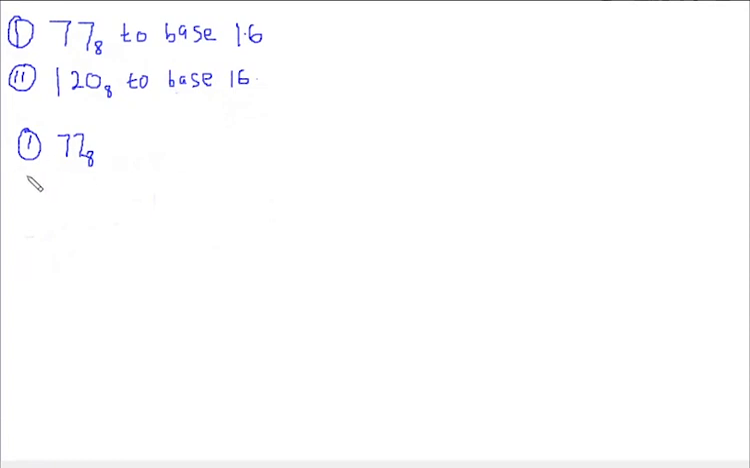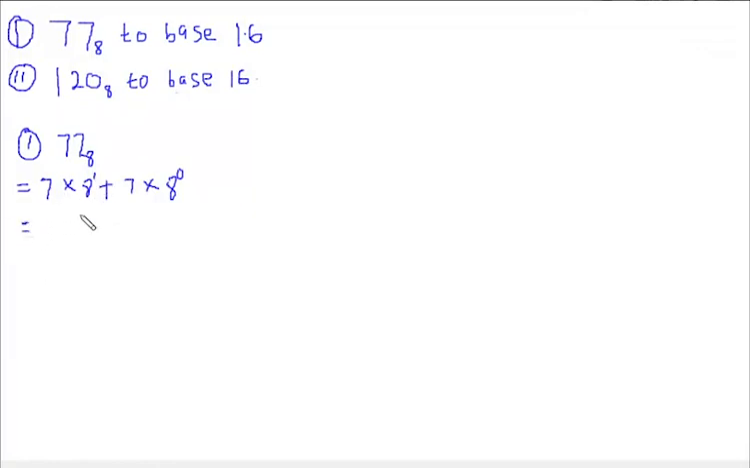I'll be starting off, and hopefully it will get clearer as we go further. To convert base 8 to base 10, I'll be multiplying each of the digits by 8, in increasing powers of 8 from the right to the left. So this is 8 raised to power 0 and this is 8 raised to power 1.